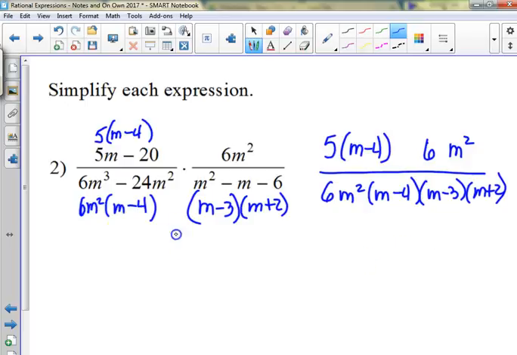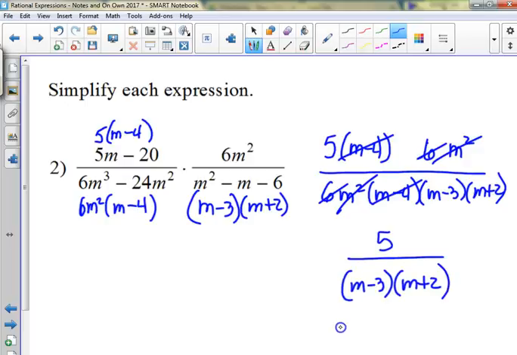I did it different this time. I just rewrote it all as one giant top and bottom. What can I divide out? The 6 and the m squared, all of that goes away. So did somebody finish and end up with that? Okay. Say that again. Oh, yes. Yes, because it didn't end up canceling, so you could FOIL it back, but yeah.